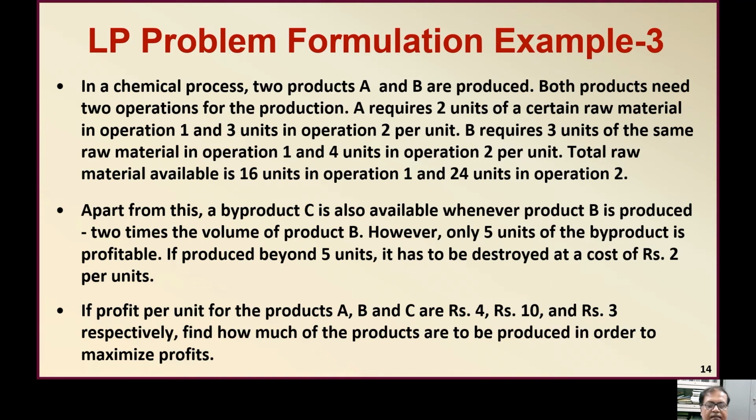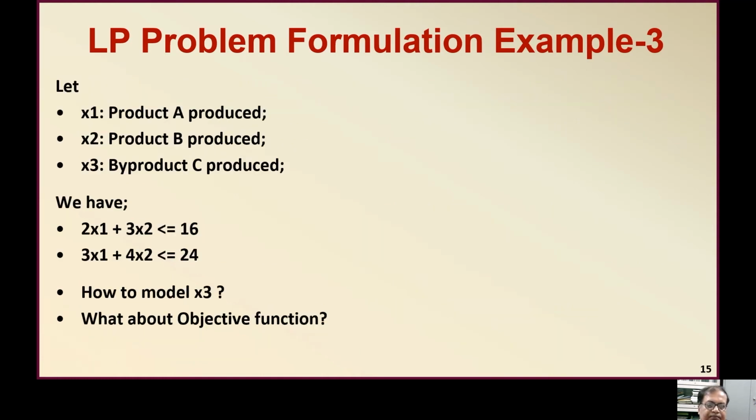So I would ask you first, how many unknowns are you going to take? If you take only 2 unknowns, that is, product A x1 and product B x2, the constraints can definitely be written, but how will you look into the byproduct part? And if you do so, then how do you really account for the first 5 units being profitable and beyond 5 units not being profitable? So this is the issue that is here in this particular problem.